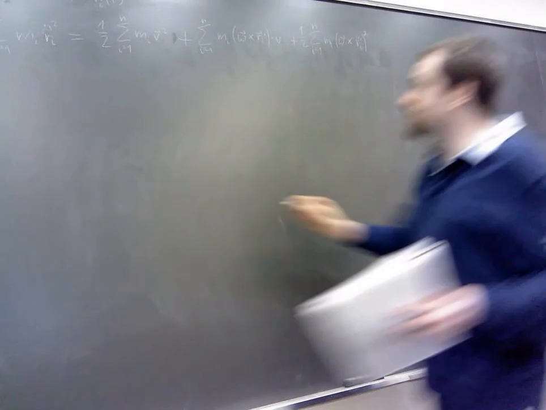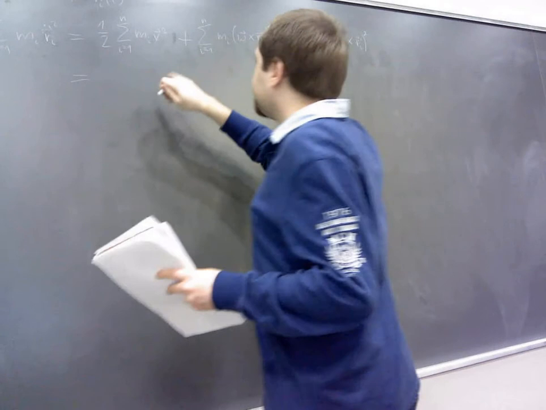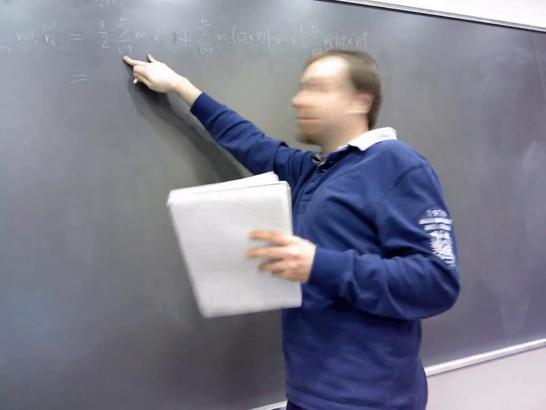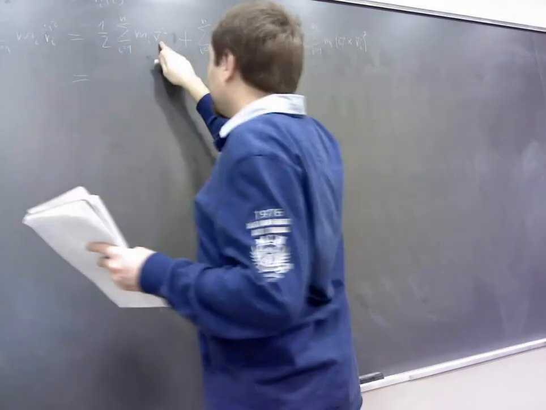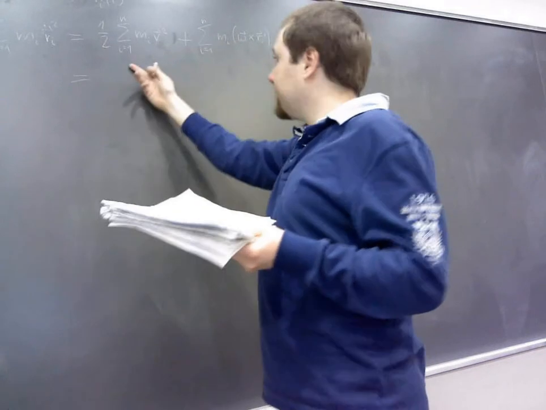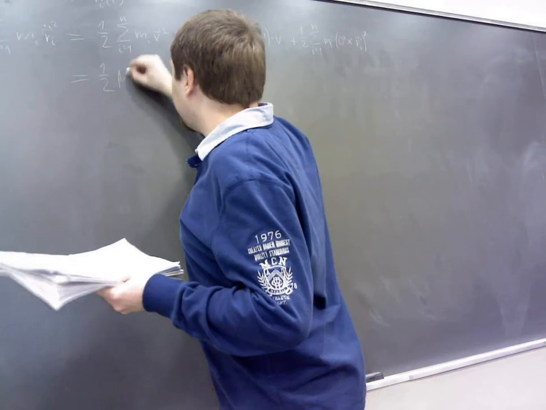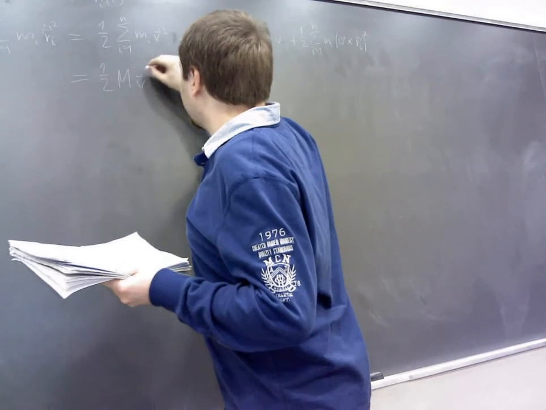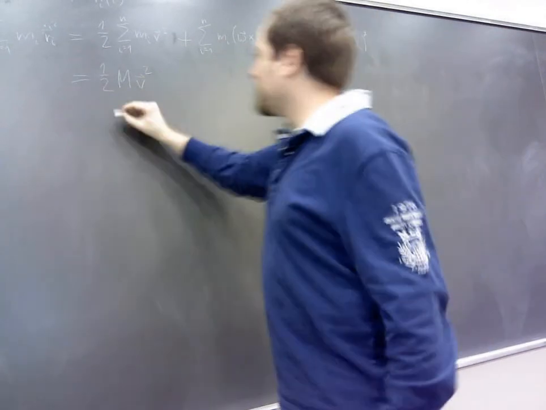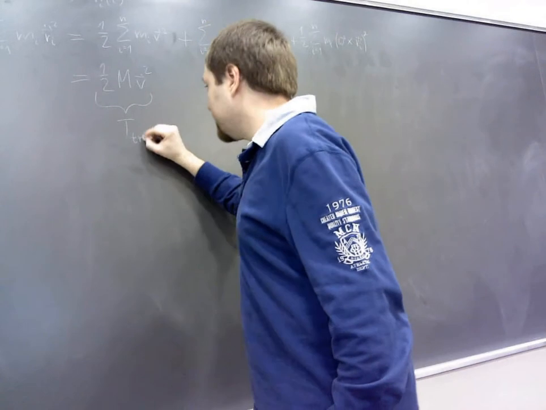Okay, so let's simplify this. This is just the total mass, right? And since V doesn't depend on this index, we can just pull it out. So it's 1/2 M times V squared. So this is just the translational kinetic energy.